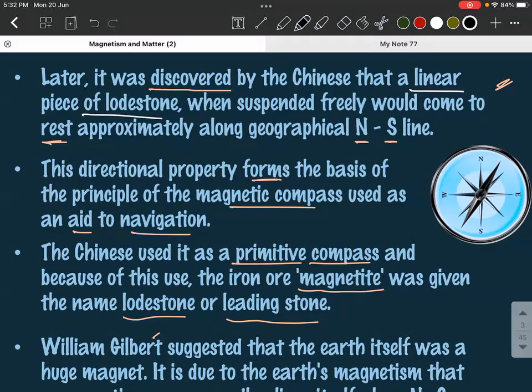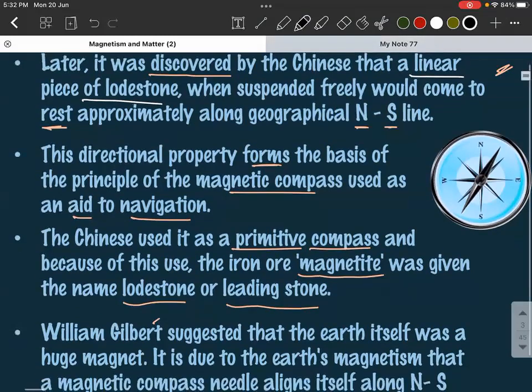So why do we use a magnetic compass in the first place? Only to show the directions, right? We need to know the geographic north and the geographic south. So when you suspend it freely, it was observed that this particular lodestone could get aligned in a proper north-south line. This was the property taken into consideration for us to have a magnetic compass in today's world.